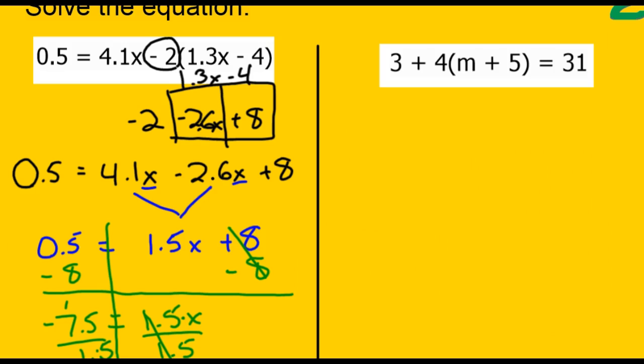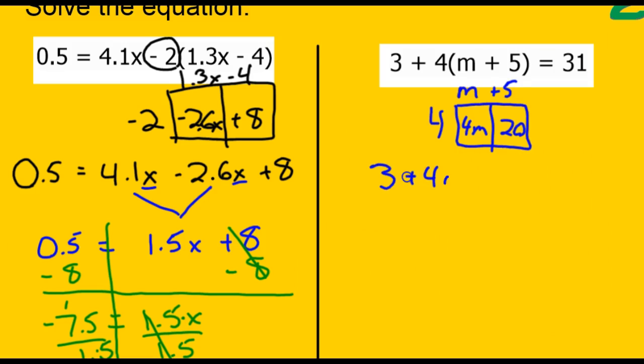Okay, over here, I see parentheses, so I know that I can distribute. So we have 4 outside of our box. We get m plus 5. So 4 times m is 4m. 4 times 5 is 20. So now we have 3 plus 4m plus 20 equals 31.